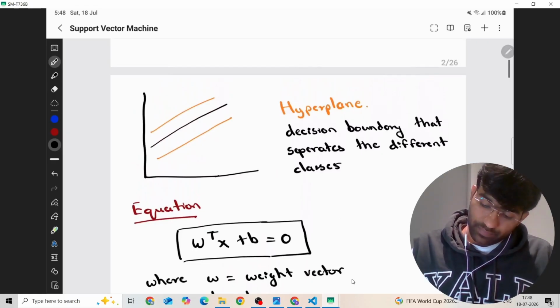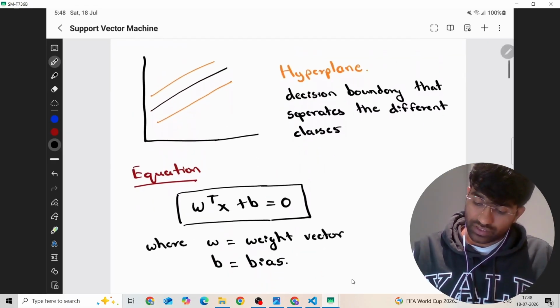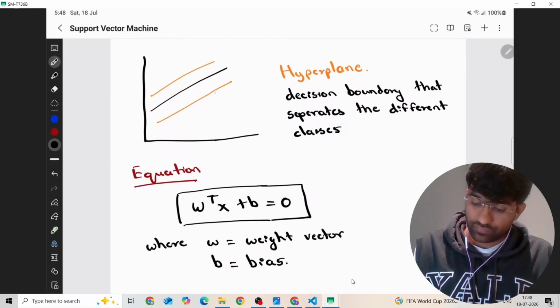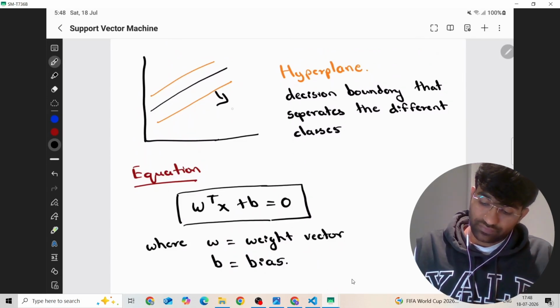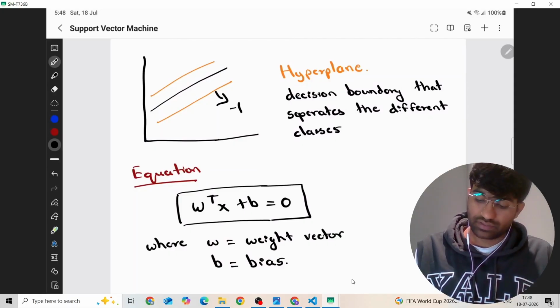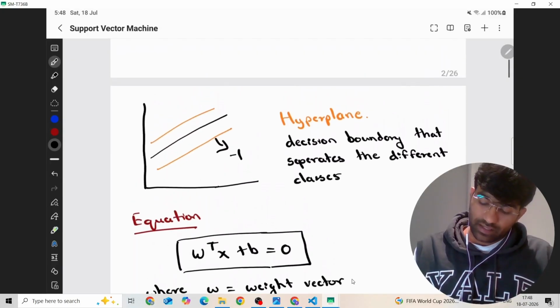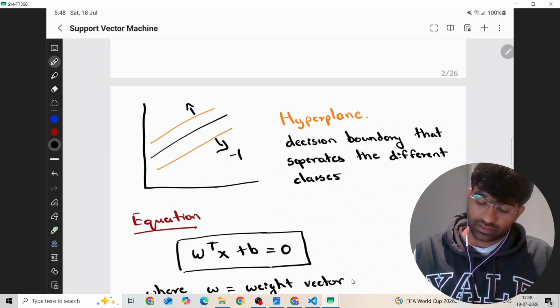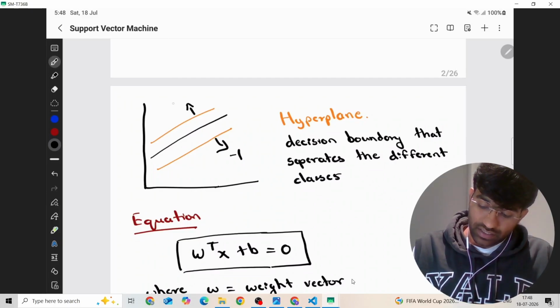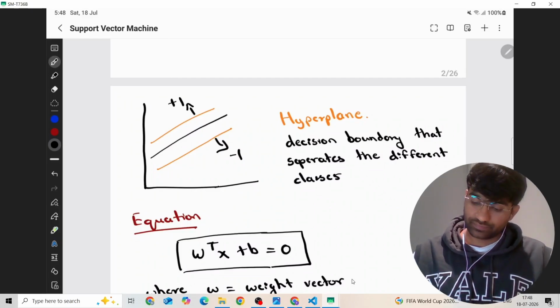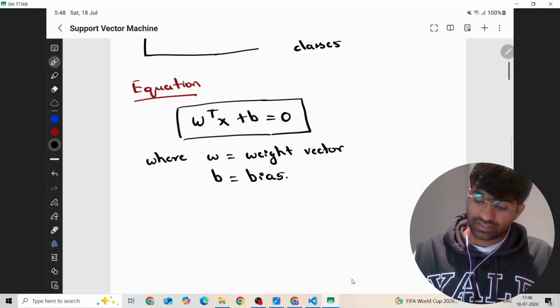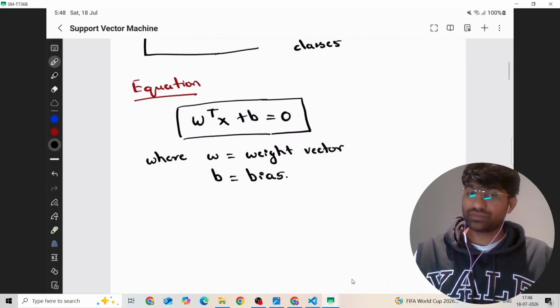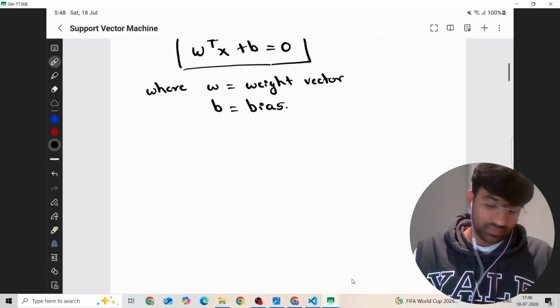And the class which is downwards of the hyperplane, below the margin, we will classify as -1. And the class upwards of the hyperplane, we will classify as +1. This you have to know. And this is the equation: W transpose X plus B is the equation of hyperplane.